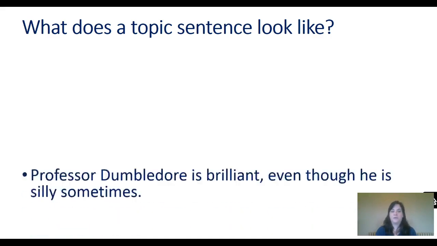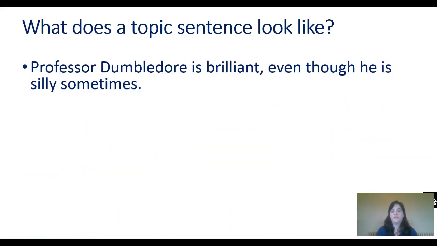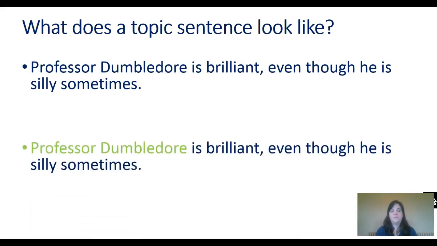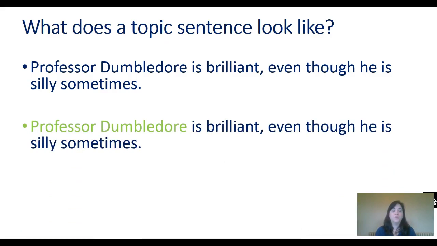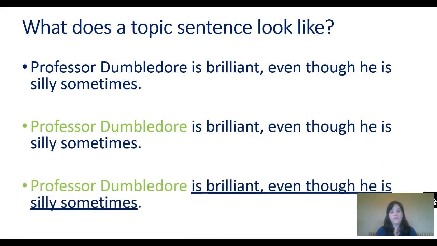Here's a third example. Professor Dumbledore is brilliant, even though he is silly sometimes. In this sentence, Professor Dumbledore is the topic because he is who the sentence is about. And the controlling idea is that he is brilliant even though he is silly sometimes, because that is the specific thing that the writer is telling us about Professor Dumbledore.